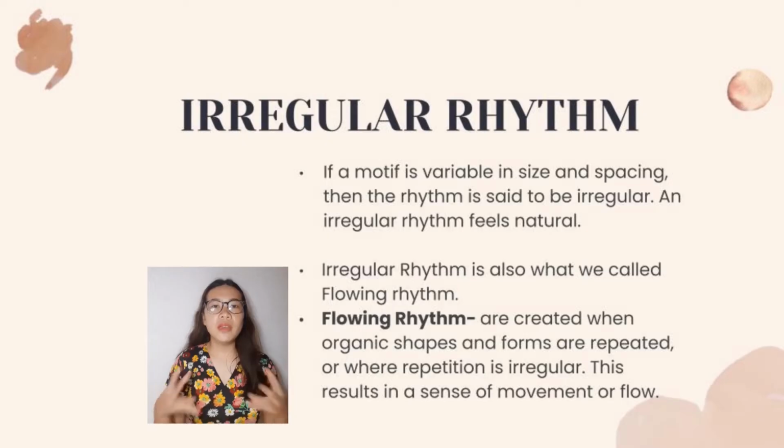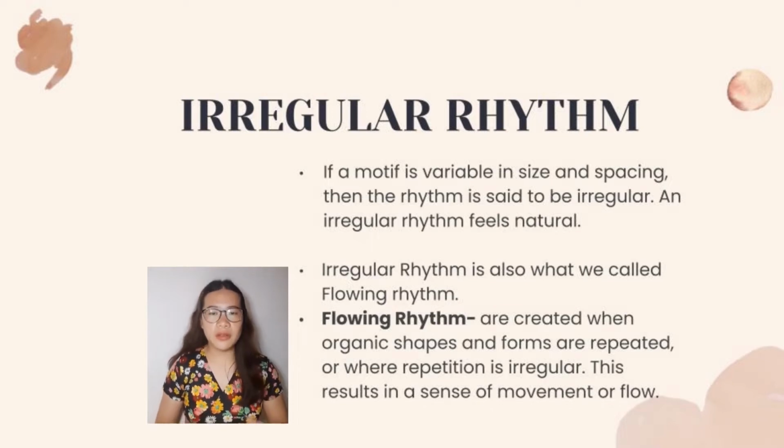So now we will discuss the irregular rhythm. When a motif is variable in size and spacing, then the rhythm is said to be irregular. An irregular rhythm feels natural. For example, trees growing in a forest have an irregular rhythm. Each tree is unique. Some are thin and some are wide, but they are all trees.